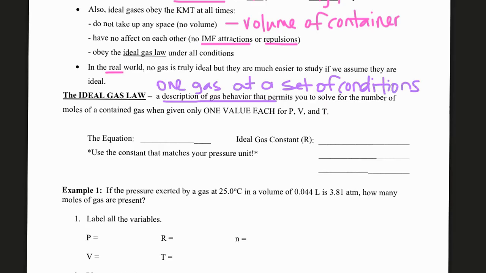We can use this most often to find the amount of gas that we have, like let's say in a balloon or something like that. So we could find those moles of gas. We can also use it to find the pressure. So we can find any of our variables with our sets of conditions.